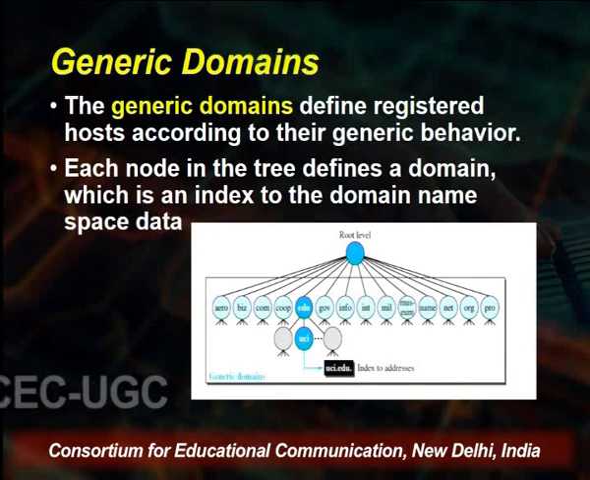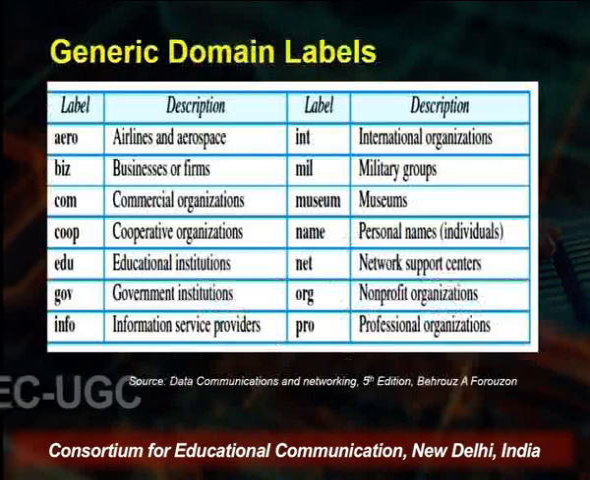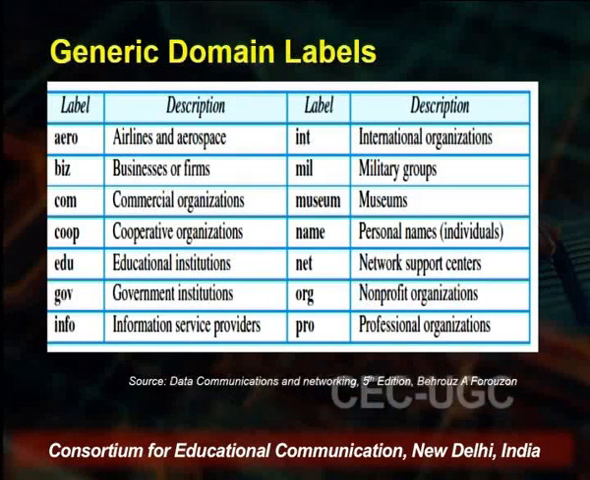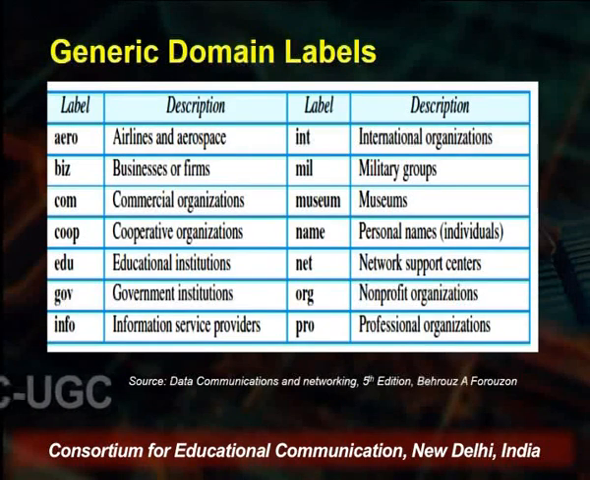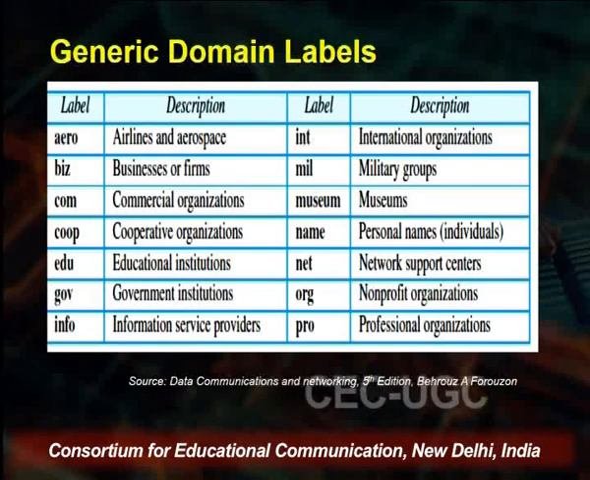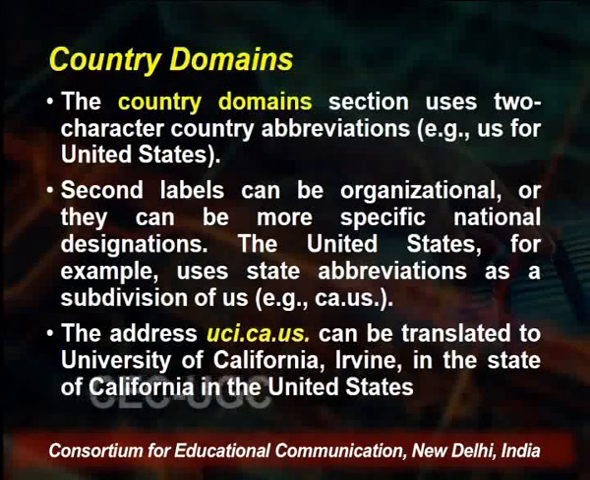So, each node in the tree defines a domain which is an index to the domain name space data. Different generic domains can be there, like we have .com, .in, .org, .net, .gov. Depending upon what type of organization is using the domain name, accordingly the generic domain label will be given to the organization.